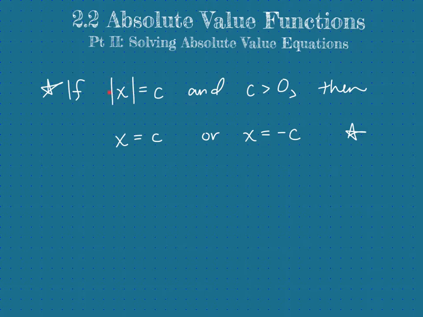So basically, this is what our equality properties boil down to. If we have the absolute value of x equals c, and as long as c is a positive number, then either x originally was c, or x was the opposite, or negative c. So this is the main thing that you should take away from those three properties. We're going to use this idea to solve absolute value equations.